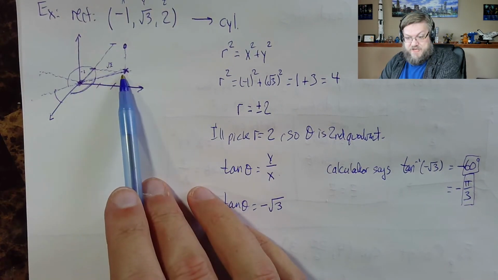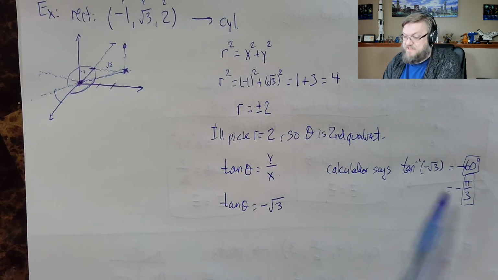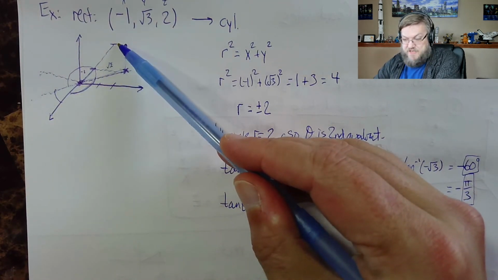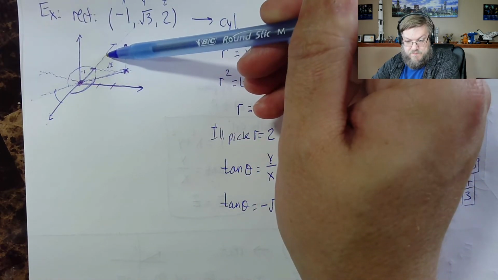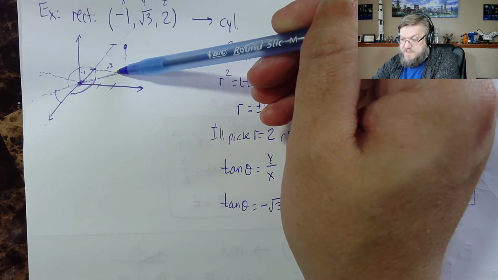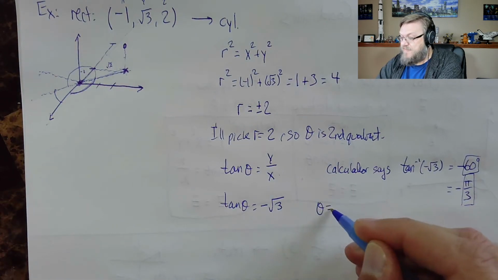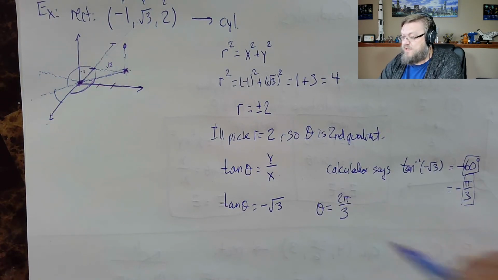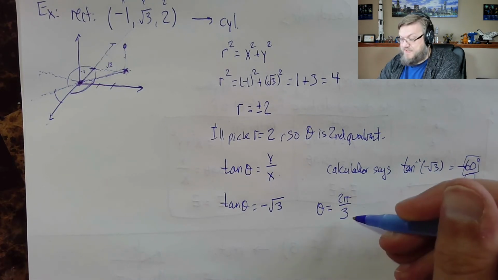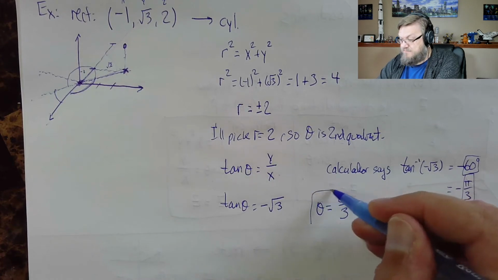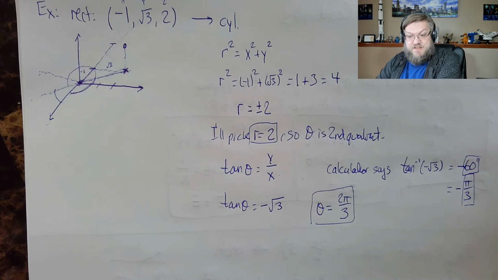What is the angle in the second quadrant? My reference angle is pi over 3. To find the angle in the second quadrant, you measure from the x-axis. So this is going to be pi minus pi over 3 to get me an angle of 2 pi over 3. That's the theta I need. Theta is 2 pi over 3, not the fourth quadrant version, right? I want the second quadrant version of the angle because I picked r to be positive 2. Do you see that?